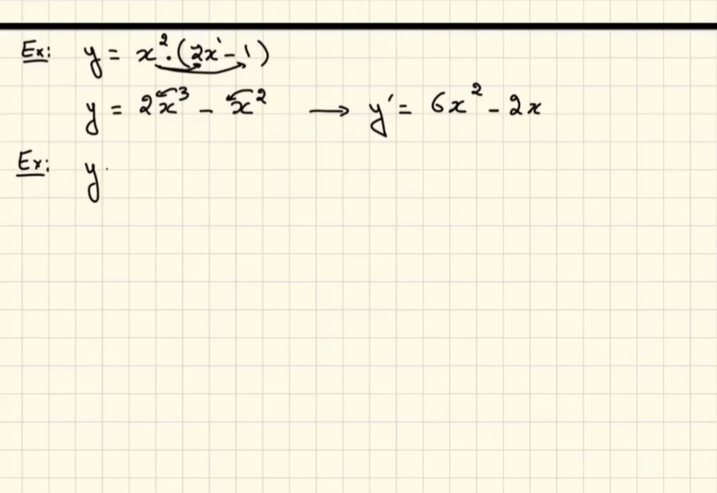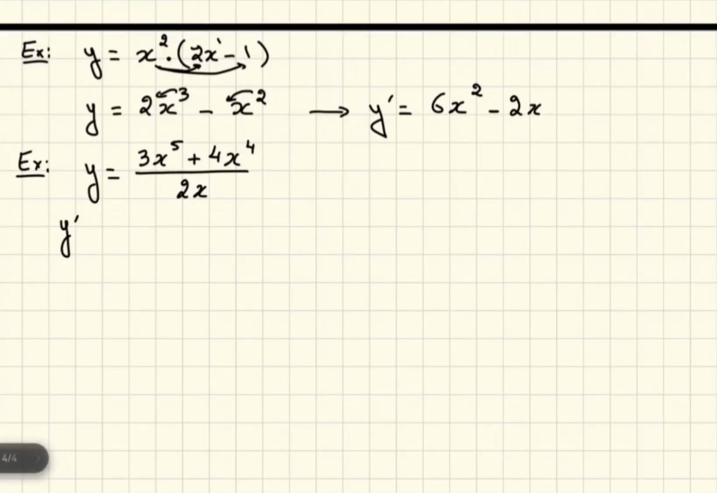One more example. Sometimes you know only this rule and you're asked about the following. 3x exponent 5 plus 4x exponent 4 over 2x, and they ask you to find the derivative. So first of all, I know this rule only, so I need to rewrite this. Now whenever we have a numerator over one denominator like this, then you are allowed to separate.